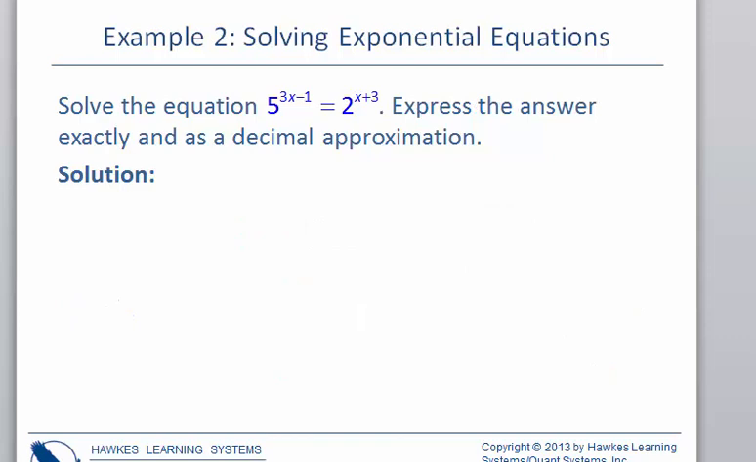All right, example 2, we have 5 raised to the 3x minus 1 is equal to 2 raised to the x plus 3. Now, we're going to approach this in the same way. We could take the natural log of both sides, or we could take the regular common log of both sides. I'm going to go ahead and do the common log of both sides. So we'll just write the word log in front of both sides of the expression.